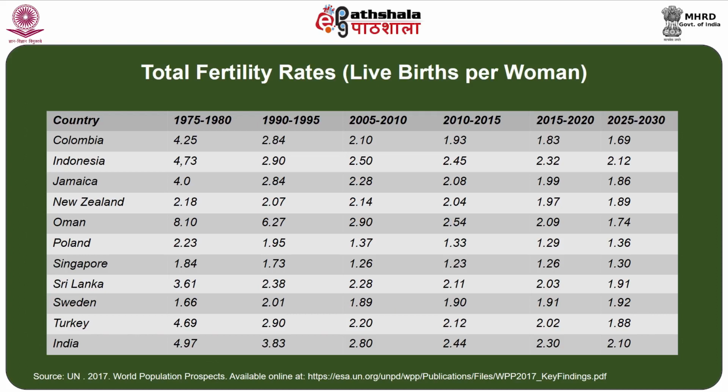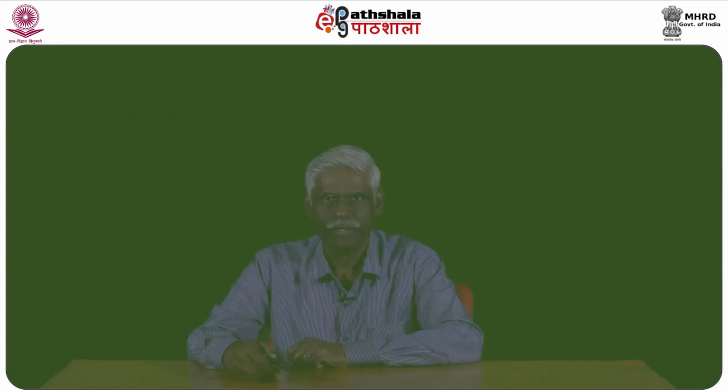India's total fertility rate, which was as high as 4.97 in 1975 to 1980, has declined considerably to 2.44 between 2010 to 2015, and further it is expected to decline to as low as 2.10 between 2025 to 2030. Let us focus on the other component, that is mortality, which is measured through crude death rates.